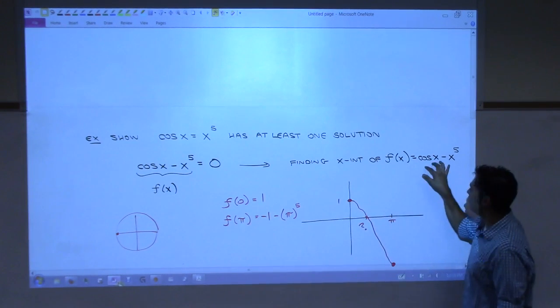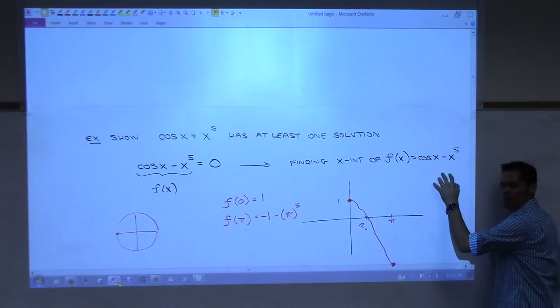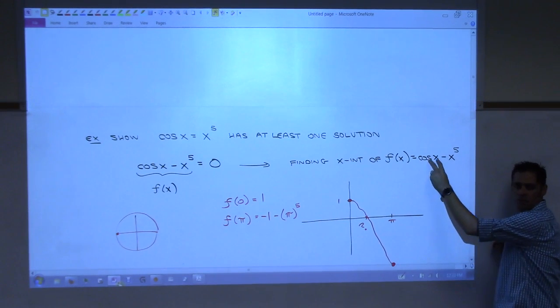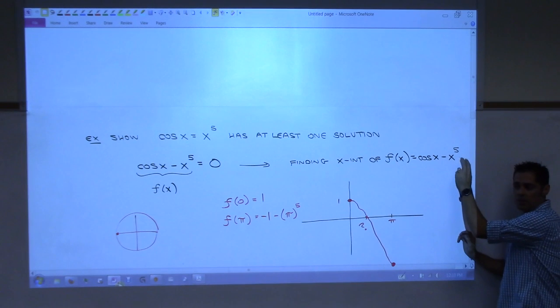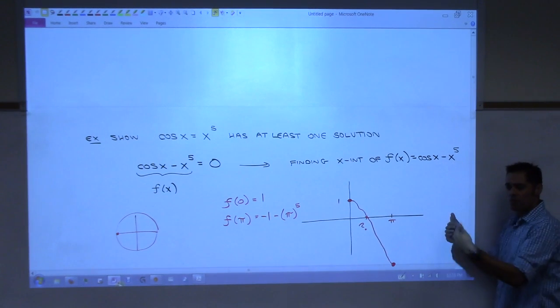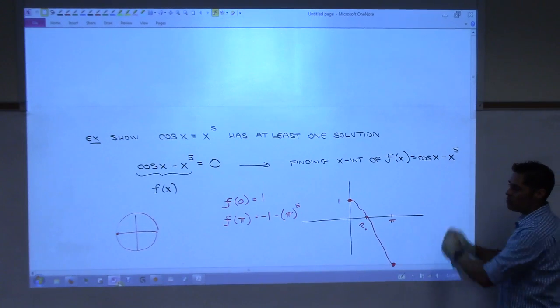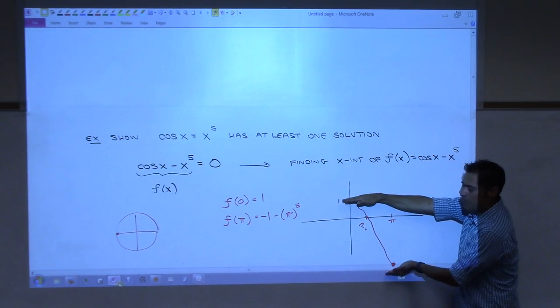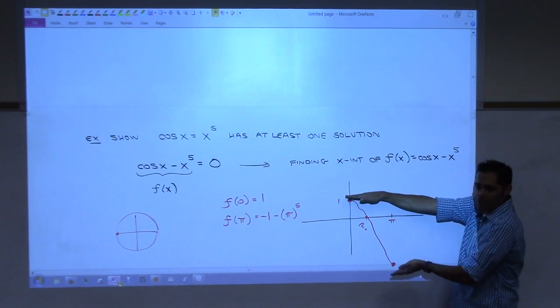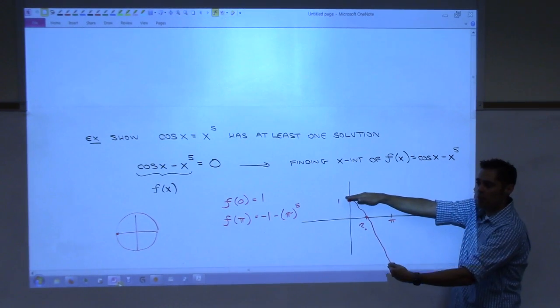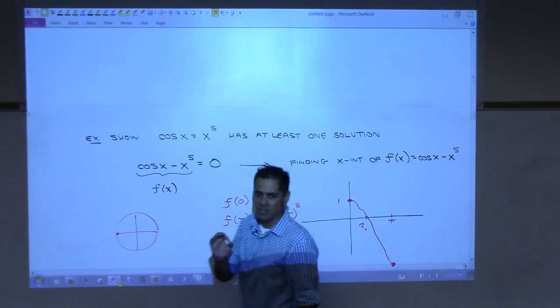If you have a continuous function, which this is, why is it continuous? Cosine is continuous because it's a trig function. X to the 5th is a continuous function because it's a polynomial. You put two continuous functions together, you're still continuous. So I know I have a continuous function, and if I go from a positive to a negative between two values, then it must pass through 0. There's no way to go from positive to negative without going through 0. And so that equation has an answer.